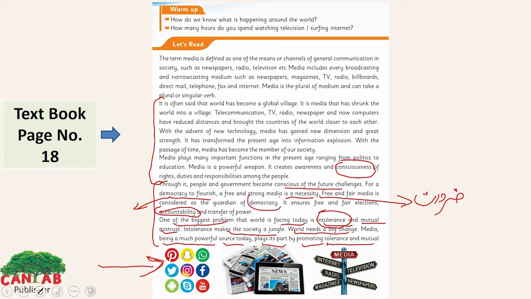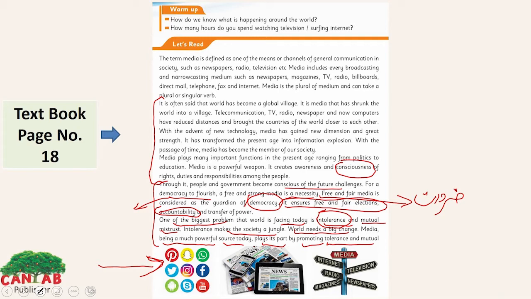जमहूरियत की क्या है? मुहाफिज है, हिफाजत करती है. It ensures free and fair elections. इसके जरिए हम फ्री और इंसाफ की बुनियाद पर इलेक्शंस कर सकते हैं. And due to the intolerance of some people and the societies, the world become a jungle. World needs a big change here.